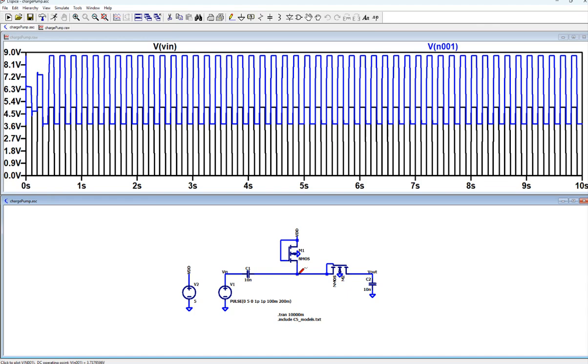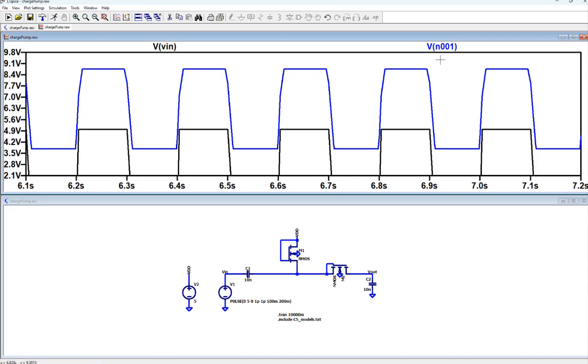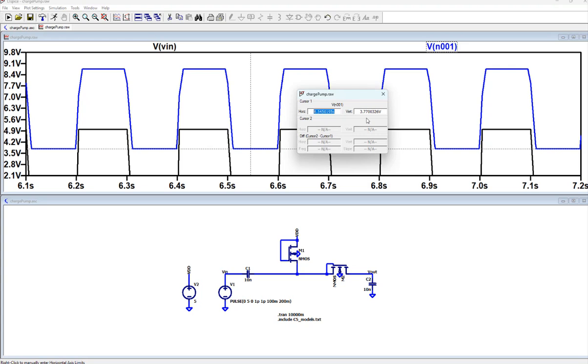5 volts minus VTHN is what? 4 point something volts. So now let's probe here and see if this is 4 point something volts. Here, right? What's the voltage? 3.77. So it's a little bit lost here. It's not super accurate, 3.77. It's not 4.2 as we expected.